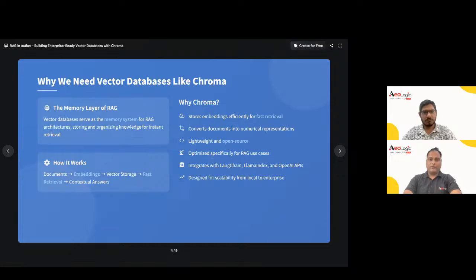Why Chroma? Because we also have many other options. The reason is that it's very lightweight, open source, and optimized for RAG use cases. It integrates beautifully with frameworks like LangChain, LlamaIndex, and OpenAI APIs. It is also designed for scalability. So whether you are running a single local instance or deploying across an enterprise cluster, Chroma is always there. So it's always ready.